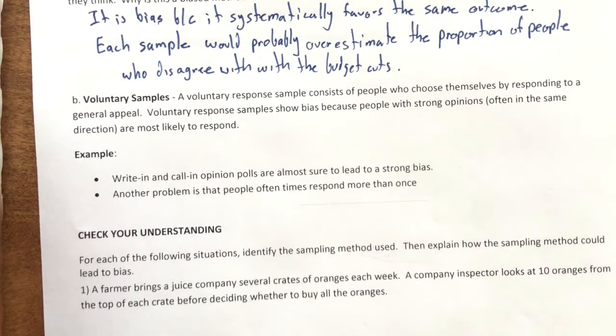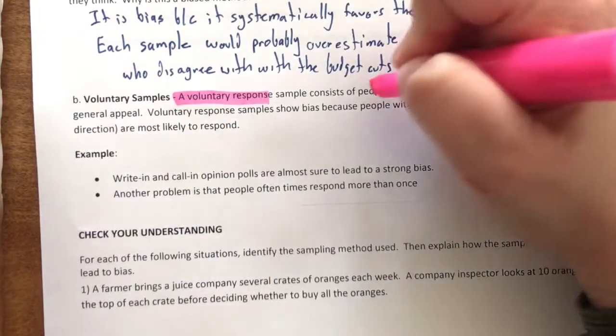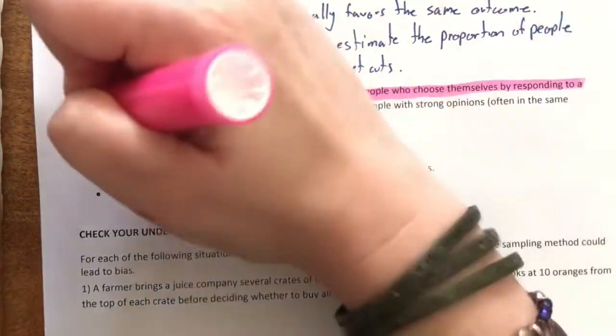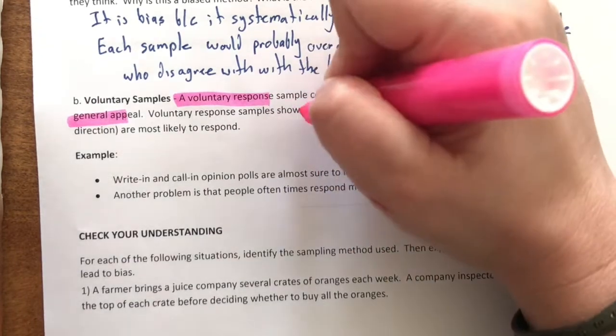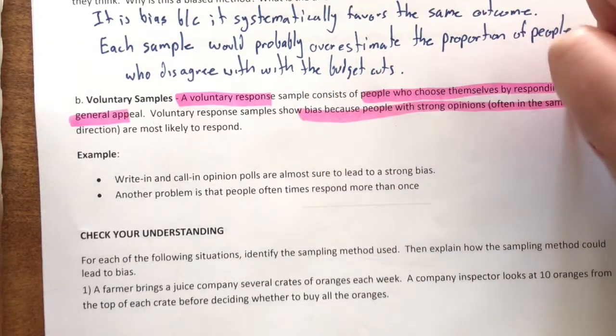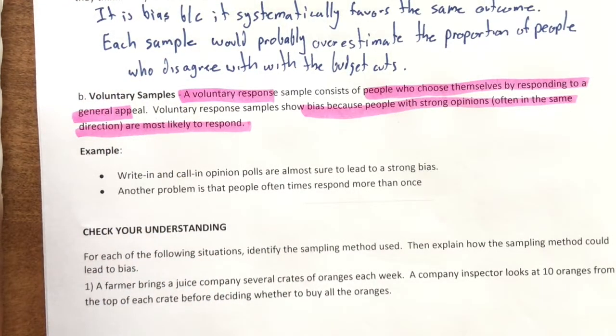Okay, another way that we can sample badly is using voluntary samples. A voluntary response sample consists of people who choose themselves by responding to a general appeal. So voluntary response is when people choose themselves to be in the sample. They're volunteering themselves to be part of it. Voluntary response samples show bias because people with strong opinions, often in the same direction, are going to be the ones most likely to respond.